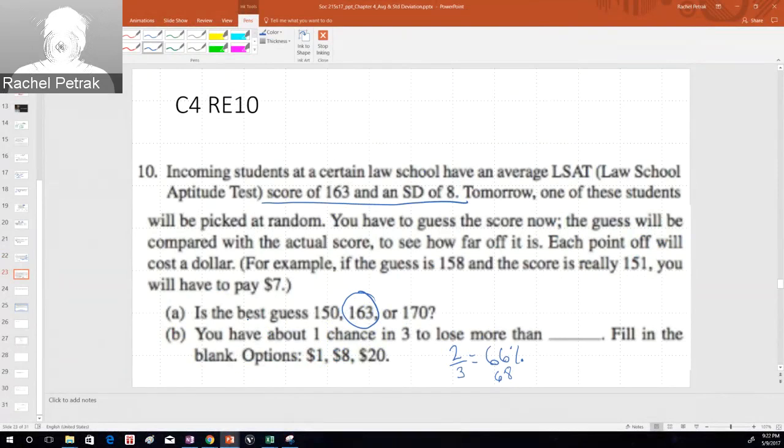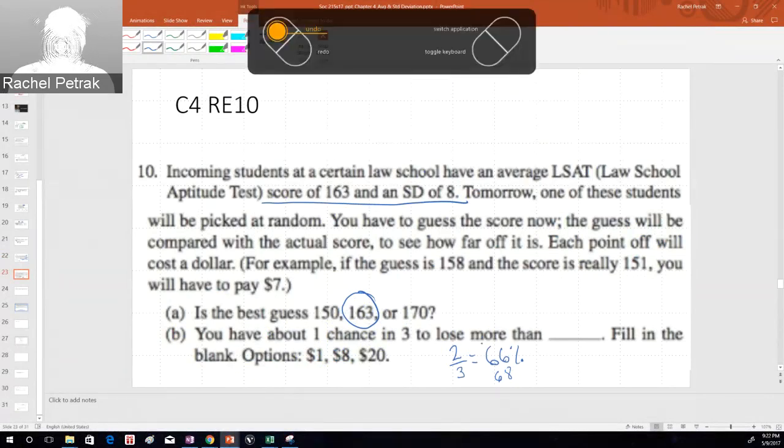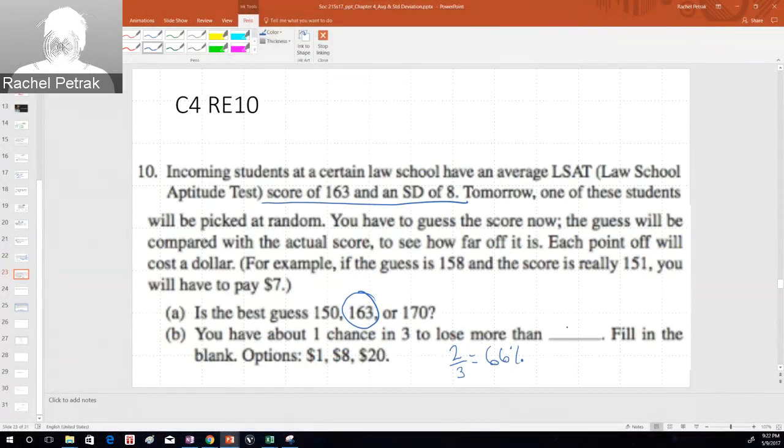So they're saying there's only a 1/3 chance that the score is going to be outside of 1 standard deviation above and below the mean.